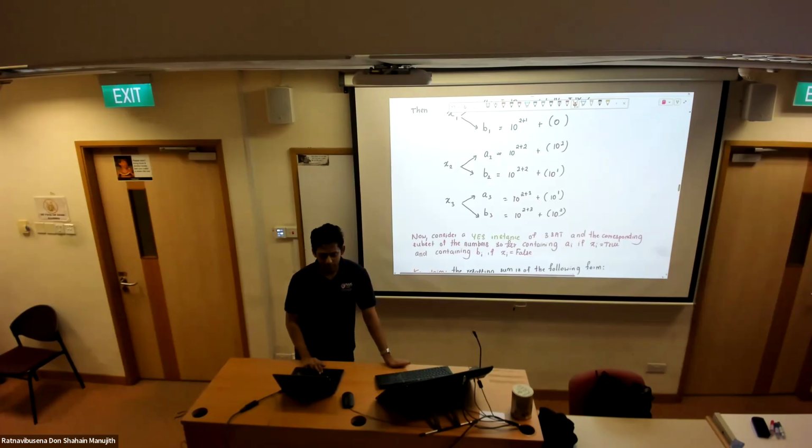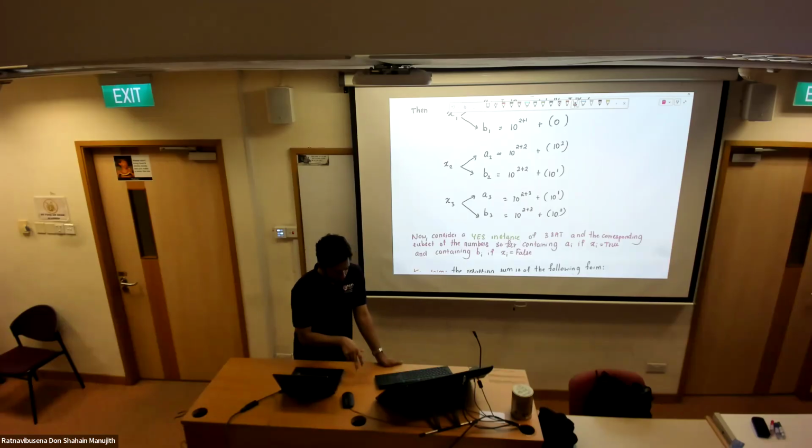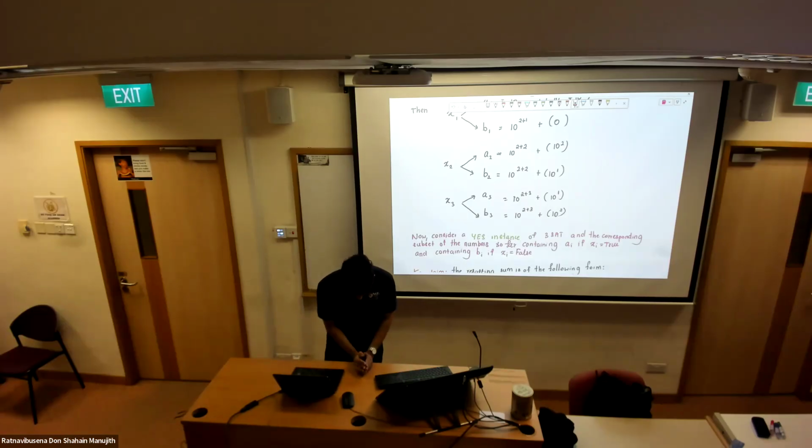Now we are going to define the transformation. Like I did for the Hamiltonian cycle and traveling salesman problem, I'm going to always look at an instance of 3-SAT and the corresponding subset of numbers, containing ai if xi equals true and containing bi if xi equals false. So previously what did I do? I looked at an instance of the traveling salesman problem. I want to define a transformation such that an instance of traveling salesman implies an instance of Hamiltonian cycle.